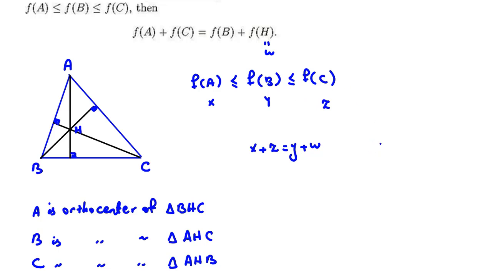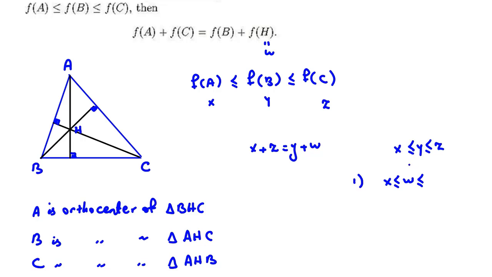So let's check. Because X plus Z equals Y plus W, if, for example, W is greater than Z, it's not possible. Why? Because Y is greater than or equal to X, and W is greater than Z, so W plus Y will be greater than X plus Z. So W cannot be in this part. Also, W cannot be here, because then X is greater than W, and Z is greater than or equal to W, so Z plus X will be greater than Y plus W. So the only possible case for W is X.